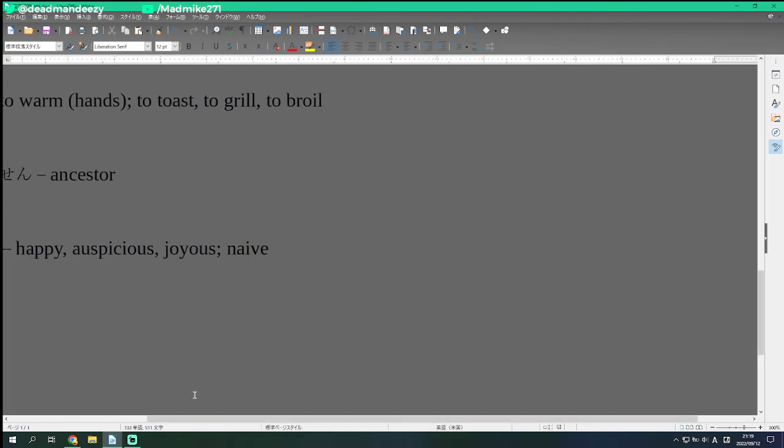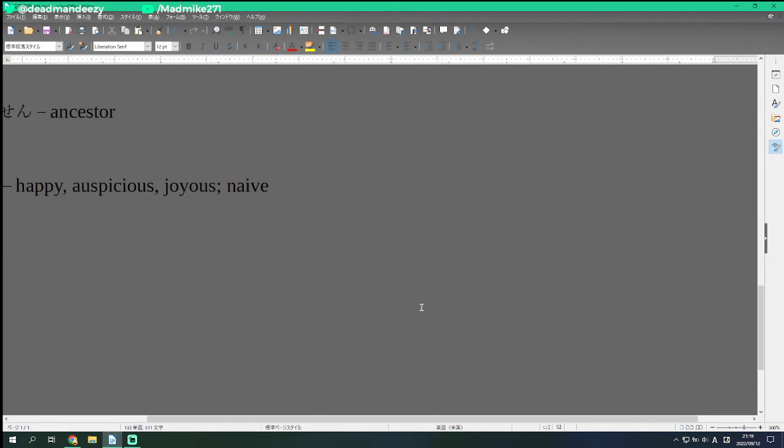An ancestor is a so sen. So your predecessors are so on the left side, plus sen on the right side for before, or your ancestors. You are so sen. And finally, happy, auspicious, joyous, or naive was medetai.